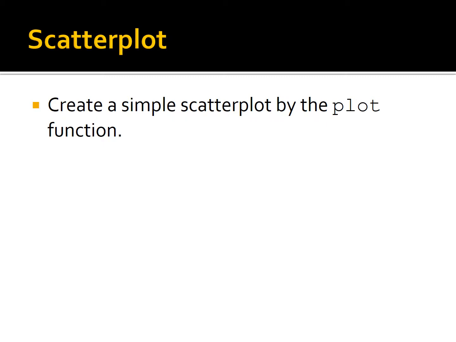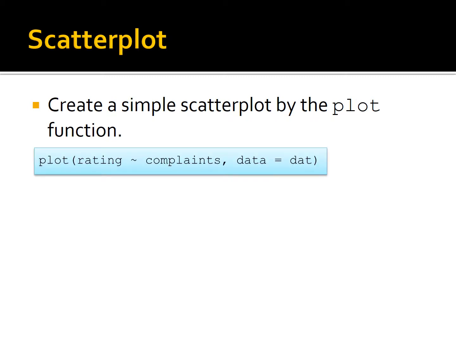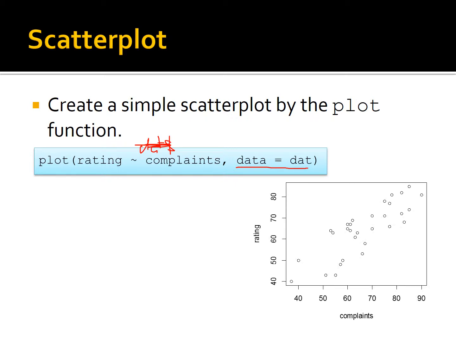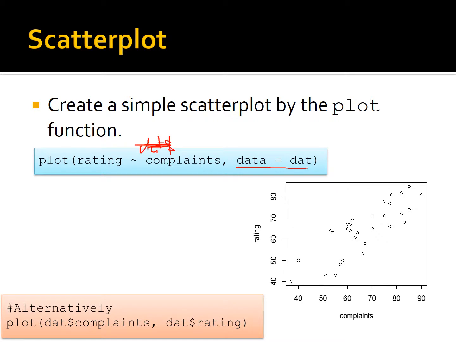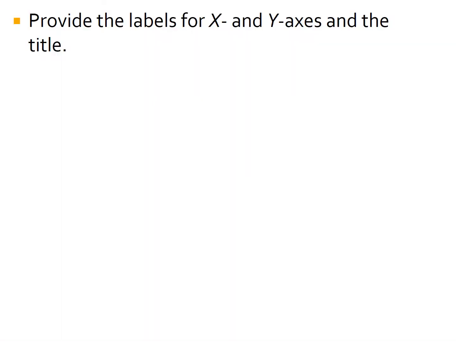So to create a simple scatter plot, we use the plot function. It is very easy. So plot, and then you put the variable on the y-axis, rating, and then you have the tilde, and you have the x variable, complaints. And if you do not put the data set name and the dollar sign, you just need data equal to that over here. Then you see the graph.